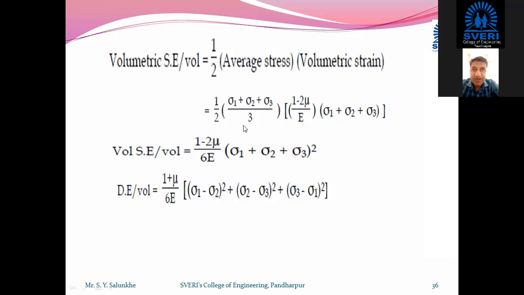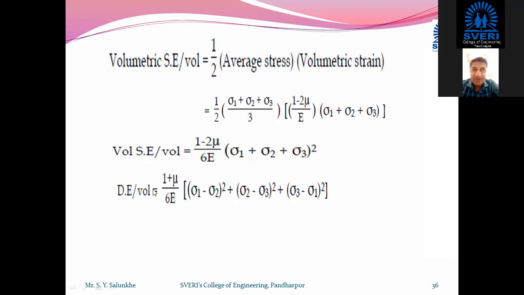Now when the volumetric strain energy is calculated, we can take this sigma 1, 2, 3 common. So it will become the square of that. This 2 multiplied by 3 is 6. And this 1 minus 2 mu. Okay. So this volumetric strain energy per unit volume is equal to (1 minus 2 mu) divided by 6E.